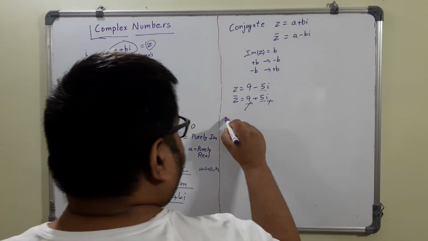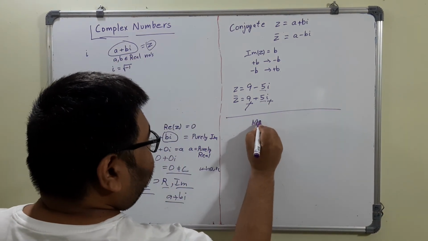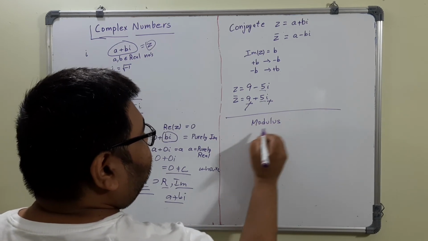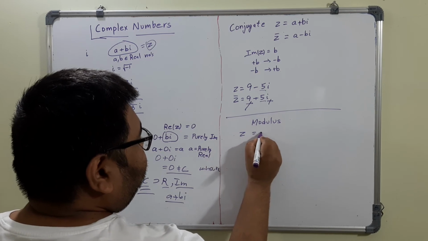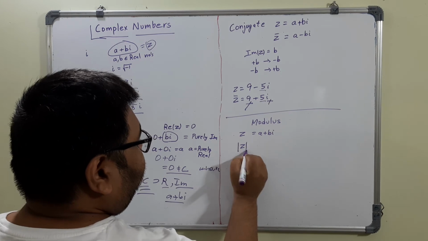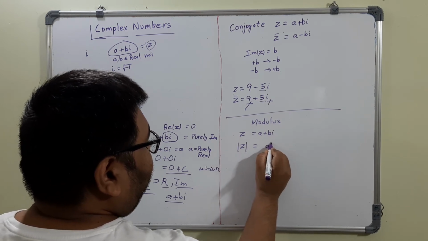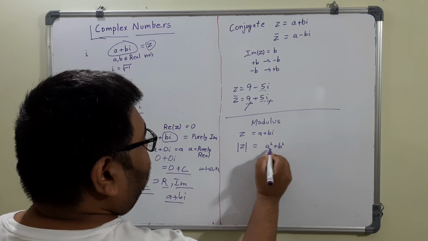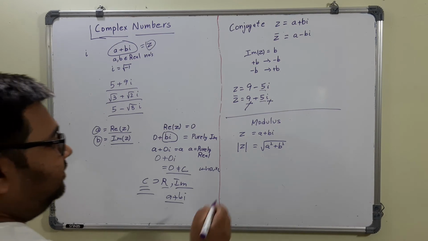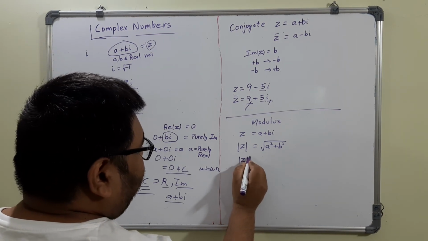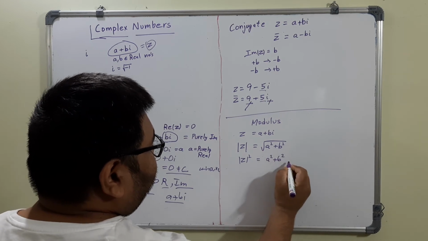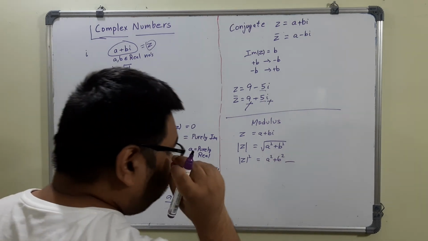Then we have the modulus of a complex number z equals a + bi. Modulus is denoted in this form, and equals the square root of a square plus b square. And so definitely the square of the modulus equals a square plus b square. This would be used in later sections.